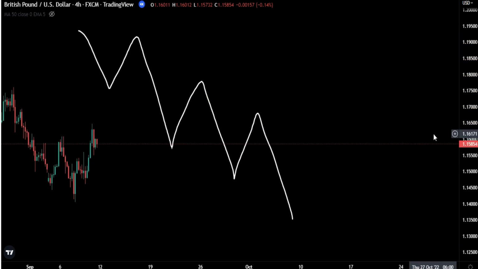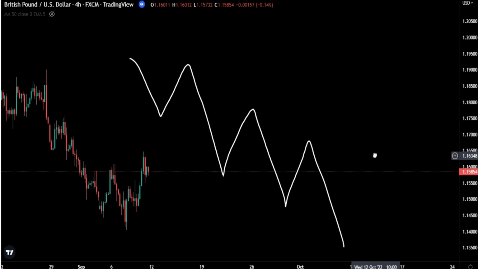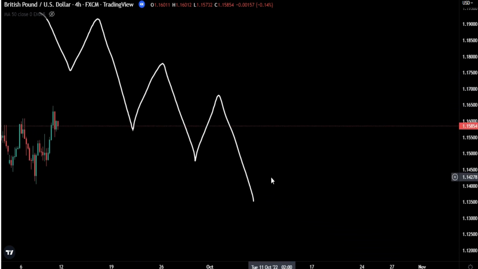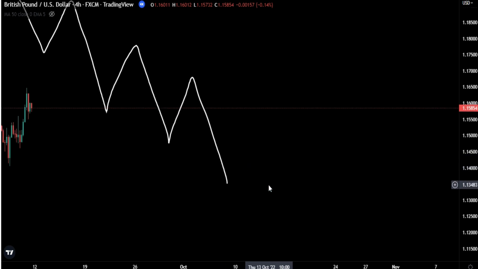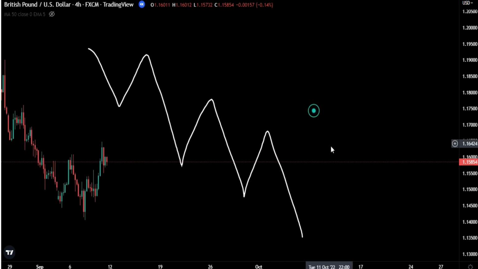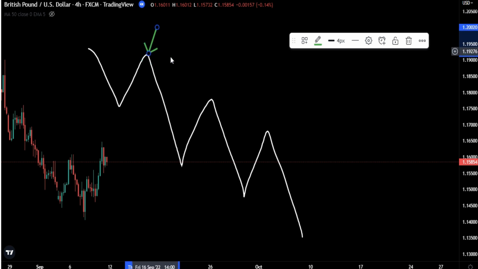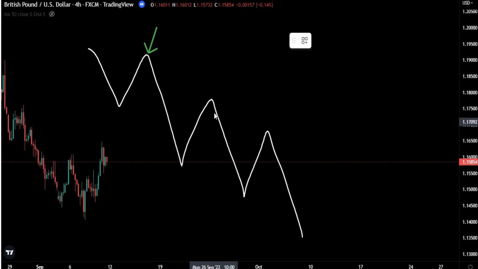Now, if the price is pushing this way to the downside, what you have to do is be patient and wait. Observe the price to know when the price starts showing signs of weakness. And how do you know that the price is showing signs of weakness? If you look closely, you will notice that this particular high is higher than this one, right?